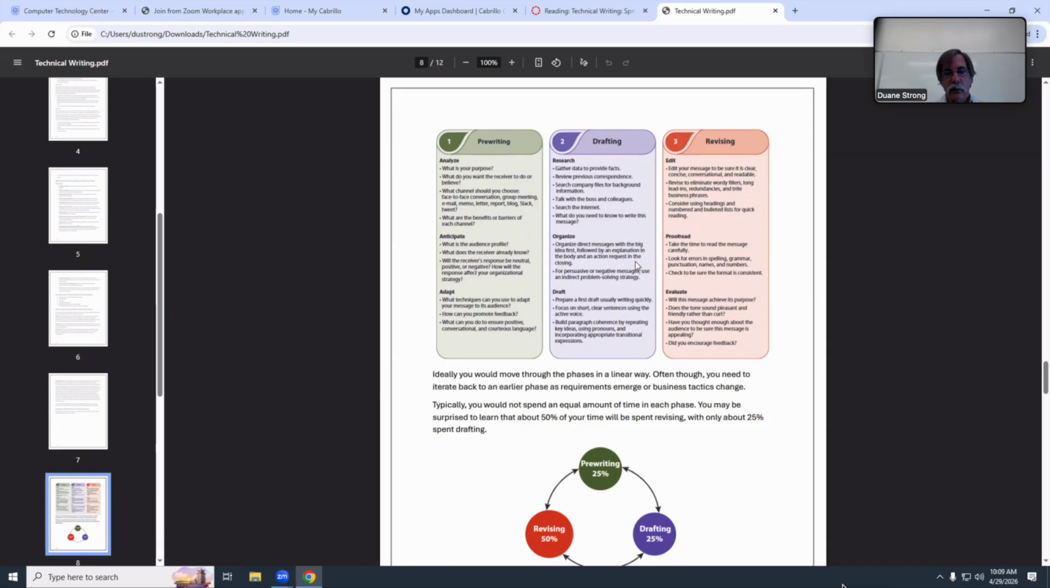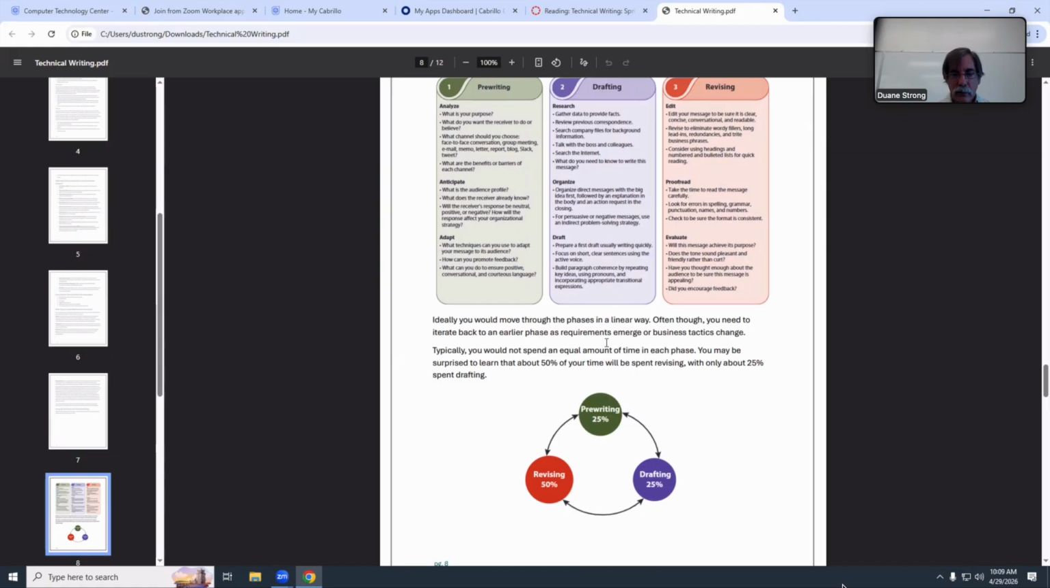So in an ideal world, in a perfect world, we would do the pre-writing, we'd move to drafting, we'd move to revising, and we're done. But in the real world, often you have to iterate between these things. Refining and refining and refining. So, things change, requirements change. Things emerge as the work's being done. Maybe the business world has changed. Another competitor came out with exactly the same product. You're like, oh, we're going to have to switch. So, back to the pre-writing phase.